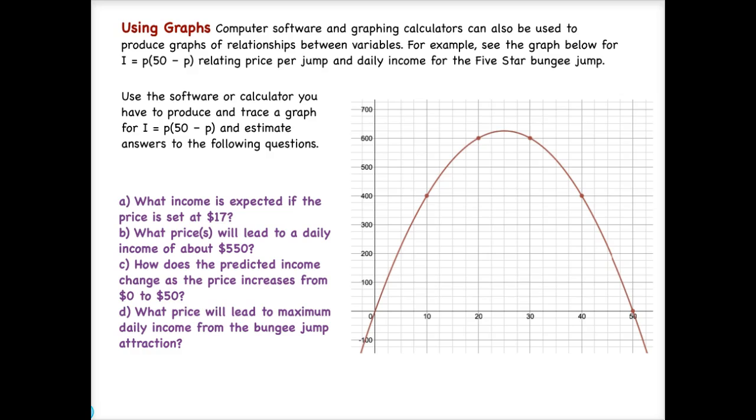So let's interpret our graph. What income is expected if the price is set at $17? Well, we can look here on our graph, and we can see here's 10, here's 20, 15 is right about here. So it might be in here somewhere. And if we come up, we can see that approximately we'll get an income of about $550. How about B? What price will lead to a daily income of $550? Well, that's just what we said, probably $17.